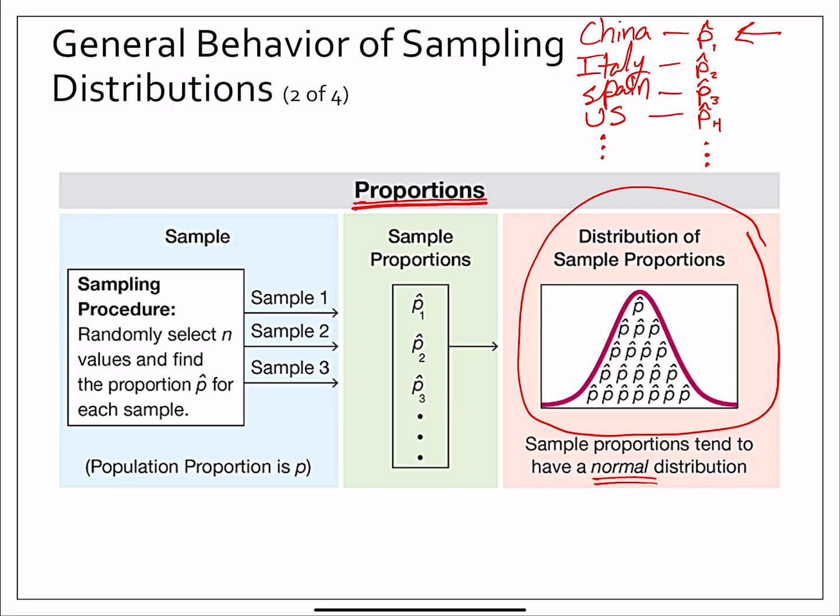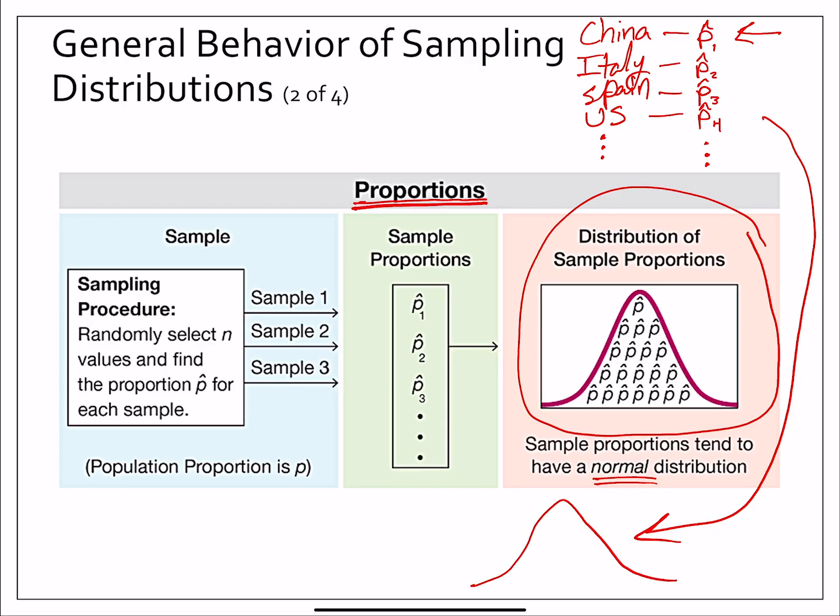That's a very important observation because, as we already saw last class, there are special things we can do when we have a normal distribution. So again, what we would be doing is taking all of these, P1, P2, P3, P4, and plotting these numbers out to get a histogram.